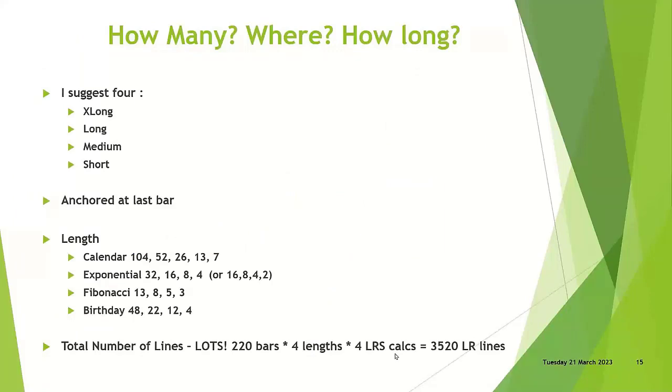So if you're going to put in multiple regression lines, how many do you want? Which ones do you want? Where do you want to put them? I have played around with different numbers, but I suggest that you should look at having 4 linear regression lines. One is an extra long one. Extra long means sort of a year, that sort of time. A long one, maybe 6 months. A medium one, maybe 3 months, and a short one, a week or so.